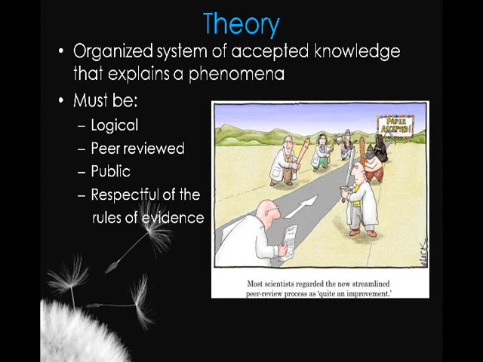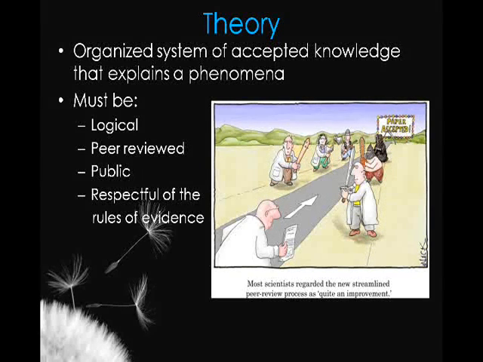Next, we're going to talk about theories. A theory is an organized system of accepted knowledge that explains a phenomenon. In order for something to become a theory, it must be logical, peer-reviewed, public, and also respectful of the rules of evidence, meaning that all known evidence is supported by this theory. Rather than writing a theory and then finding evidence to support it, scientists find all of the evidence that they can and then write a theory that is supported by all of the known evidence.